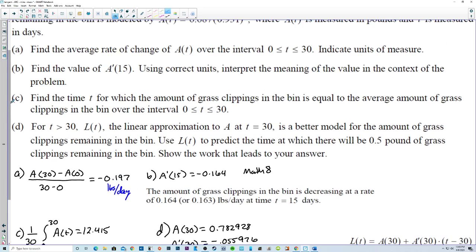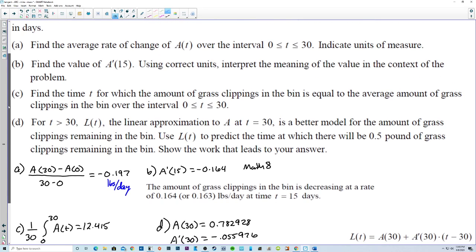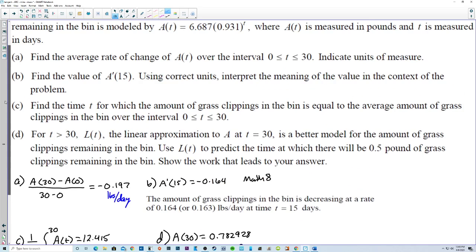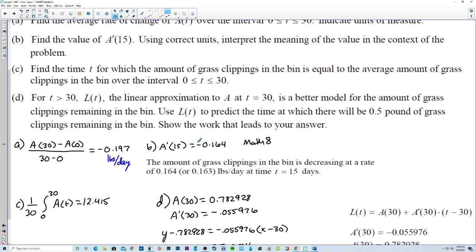B, find the value of A prime of 15 using correct units. Interpret the meaning of the value in the context of the problem. So A prime of 15. I just plugged this into the calculator. You can use math number 8. That gives you the value of a derivative at a certain time of 15 here.